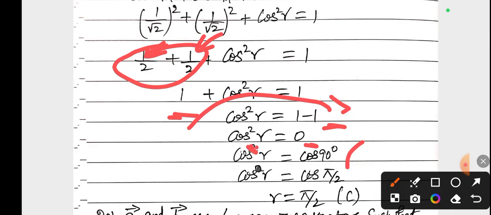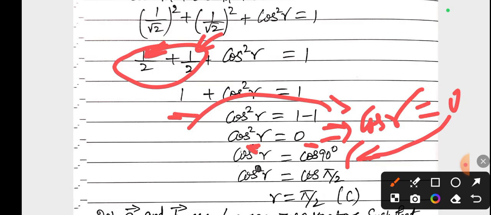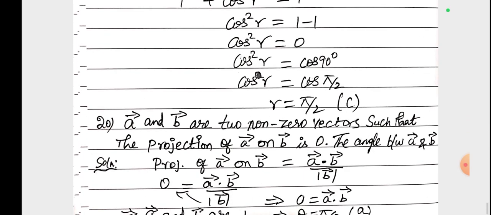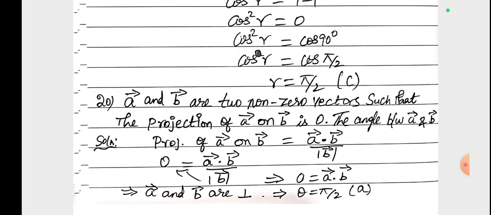Cos gamma also, if you don't want to keep the square, cos square gamma is 0, so cos gamma is also 0. Am I correct, children? So when you write cos gamma equals 0, then 0 we can change into cos 90, that is pi by 2. Cos we removed, gamma is pi by 2. Pi by 2 is nothing but 90 degrees, but they have asked only for pi by 2.